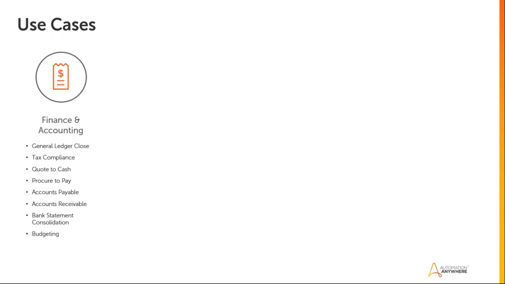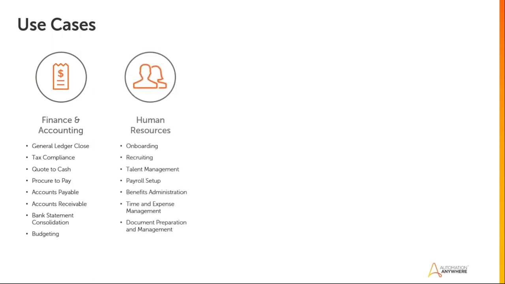Here, some of these processes which can be automated are like general ledger closure, tax compliance, quote to cash, procure to pay, bank statement consolidation. All these use cases can be automated. Moving on, if you look at HR, a lot of steps in the onboarding process, the recruitment process can be automated so that HRs need not do every task all by themselves in a manual fashion. This helps you in speeding up the onboarding process, talent management, payroll setup. All this can be done by bots.